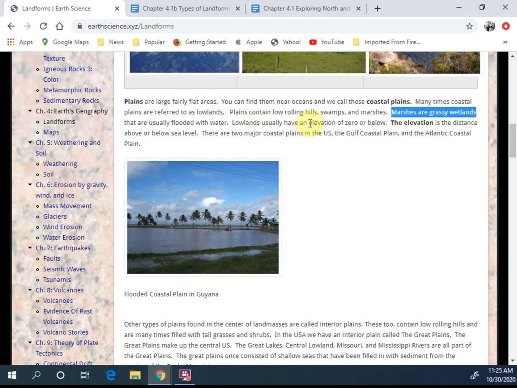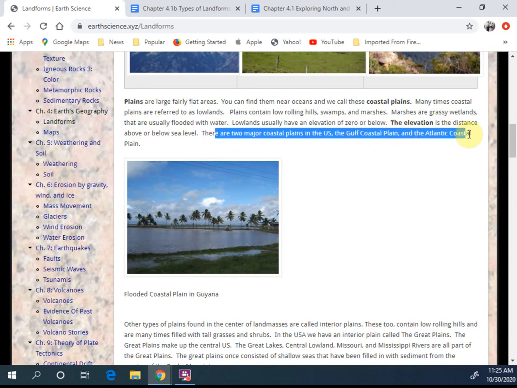Lowlands, they're usually at an elevation of 0 or below. It's important to know because they're almost always flooded. If you don't already know, remind yourself what is the definition of elevation. Elevation is the distance above or below sea level, depending on where you're at. You can be in the interior of a continent and still be below sea level. So make sure you're aware of that.